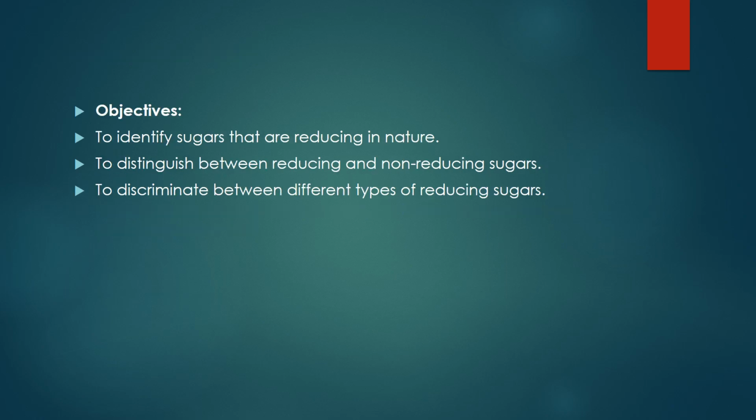The objectives of the test are to identify sugars that are reducing in nature, and to distinguish between reducing and non-reducing sugars, as I said to you. If the sugar is a non-reducing sugar, the result will be negative. It is also used to discriminate between different types of reducing sugars.